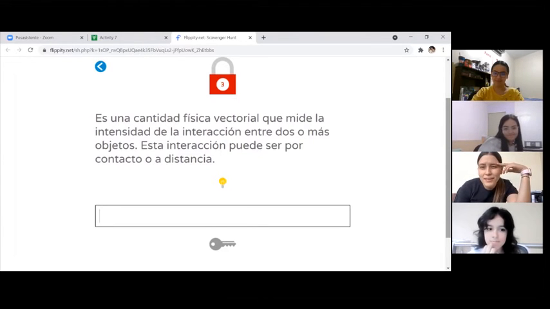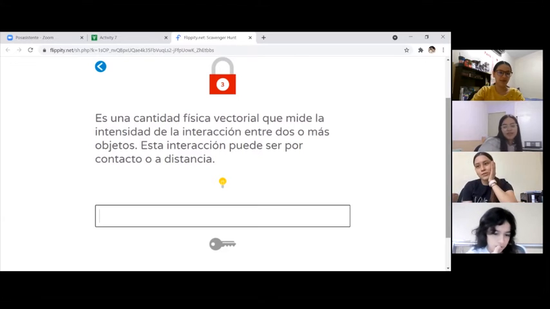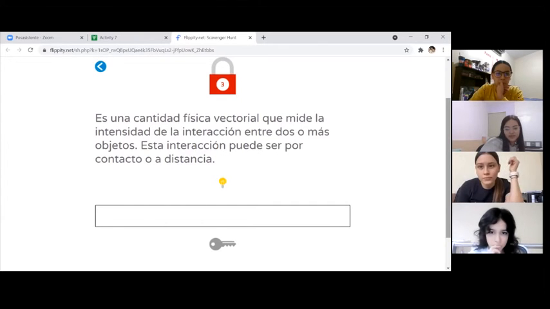Mass, maybe? But it's vectorial, right? Oh, that's true. It measures the intensity between two objects.